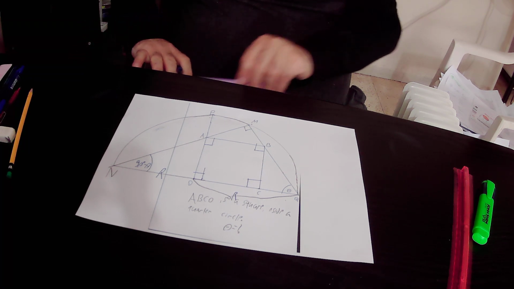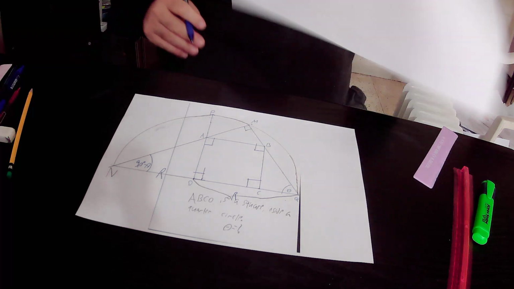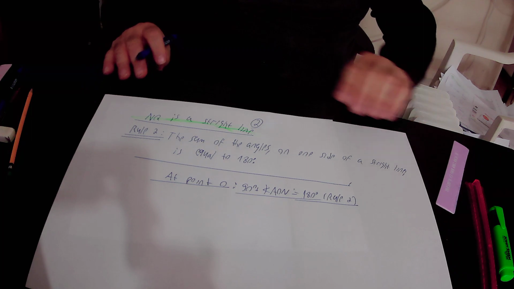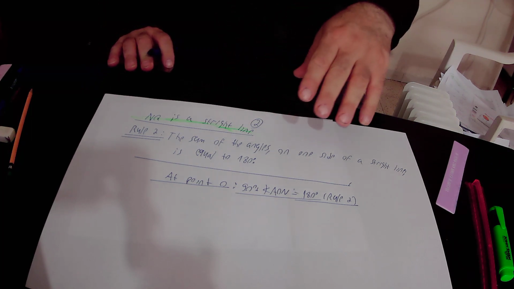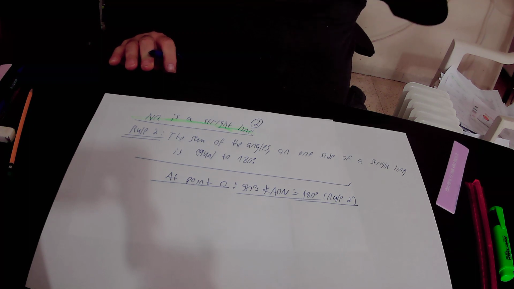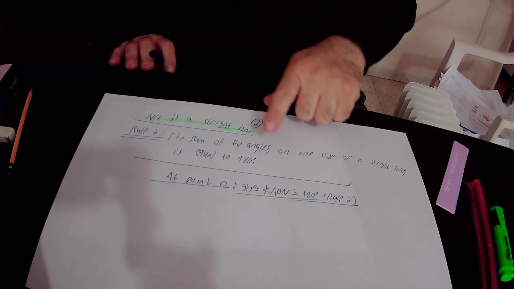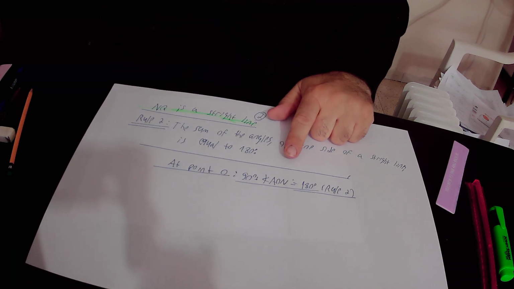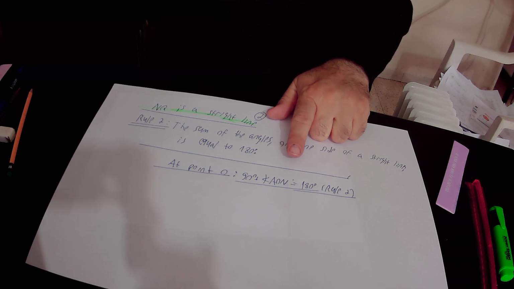I'll repeat again. On the upper side of the straight line NQ at point O, the sum of the angles must be equal to 180 degrees according to rule number 2. So at point O we have one angle that is a right angle, and we also have the angle AON. In total the sum of those two angles must be equal to 180 degrees according to rule number 2.